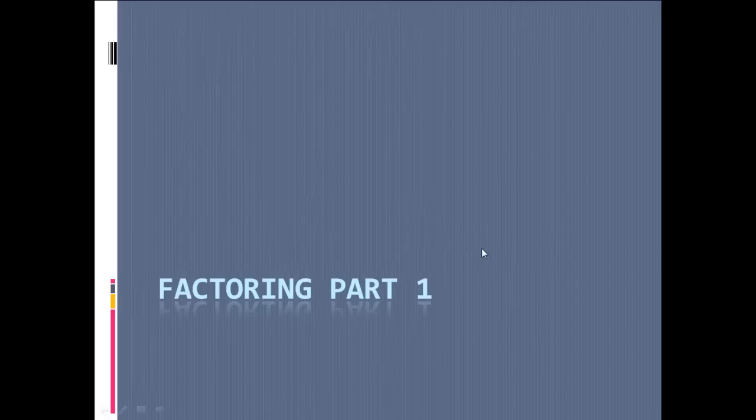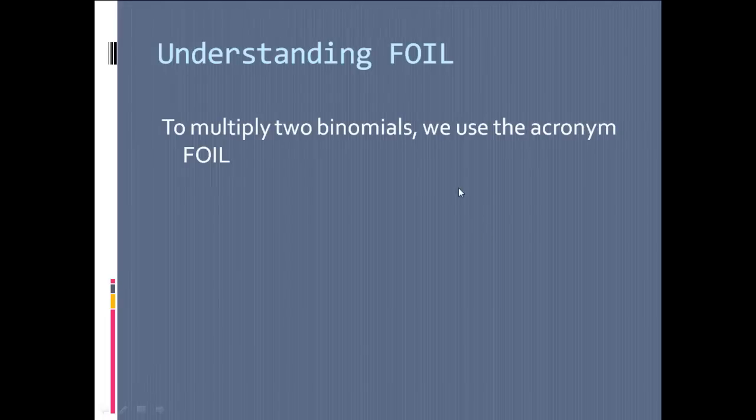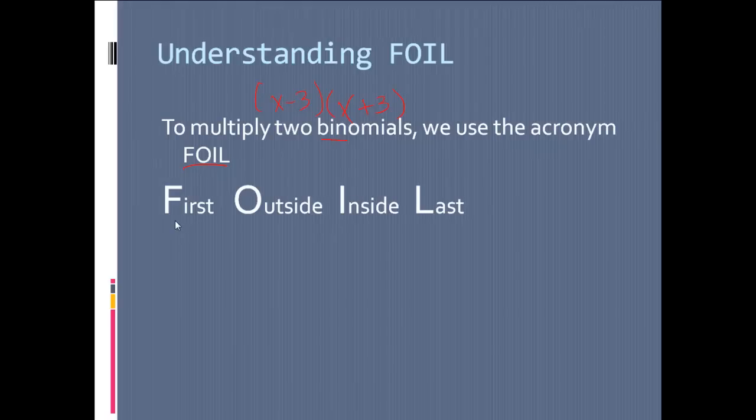Alright, we're going to start by looking at factoring. And the first thing we're going to do is review what FOIL is. Remember that when you multiply two binomials, we use the acronym FOIL. Now if you recall, FOIL stands for first, outside, inside, last.